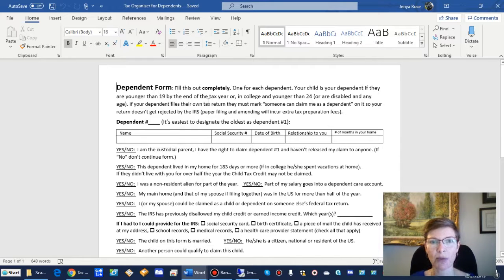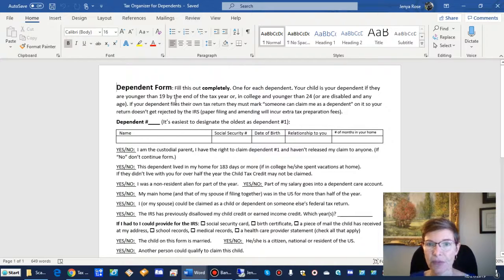So, what's a dependent? Well, it's someone that is living with you and is younger than 19 by the end of the tax year, or in college and younger than 24. So if they're, let's say, 20, but they're not in college anymore, you can't take them. This doesn't count disabled dependents, and there are a few exceptions to that, but basically, and especially if it's your child, usually if they're over 19 and not a full-time student anymore, you can't claim them.